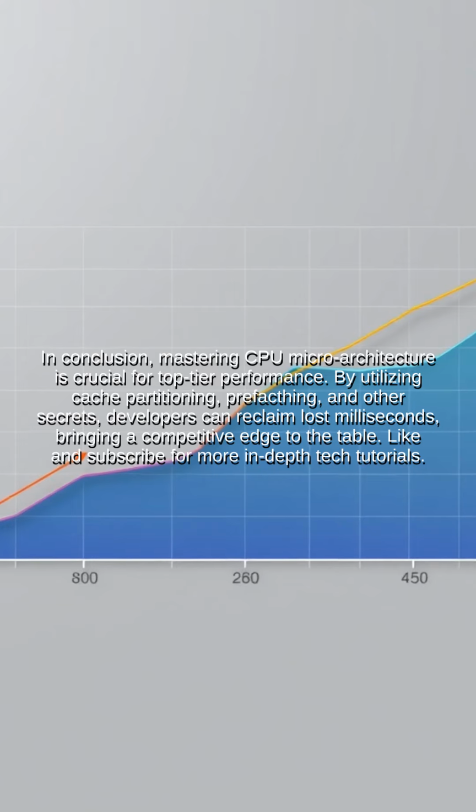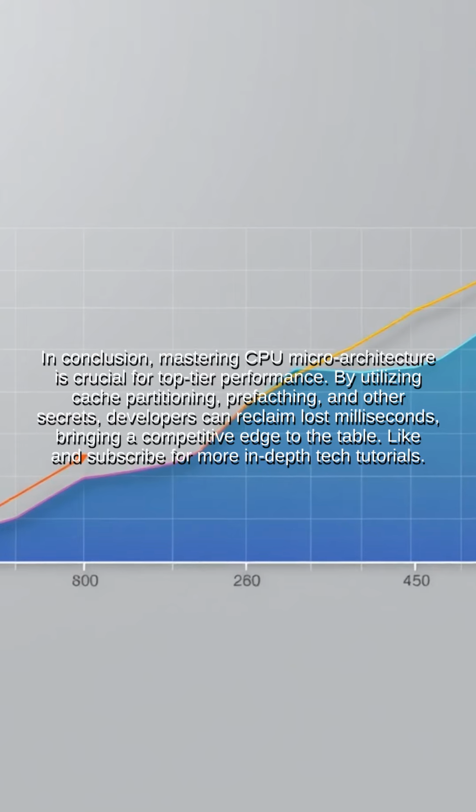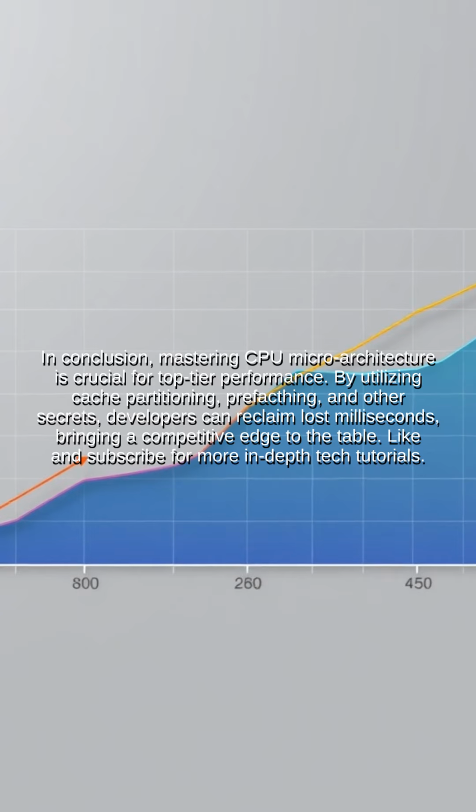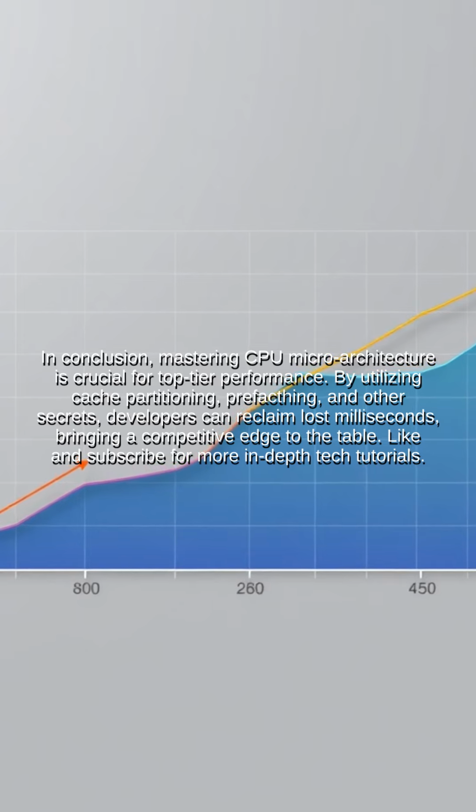In conclusion, mastering CPU microarchitecture is crucial for top-tier performance. By utilizing cache partitioning, prefetching, and other secrets, developers can reclaim lost milliseconds, bringing a competitive edge to the table.